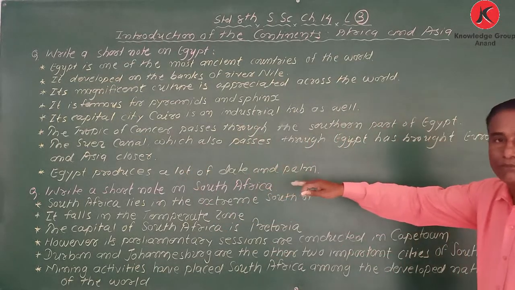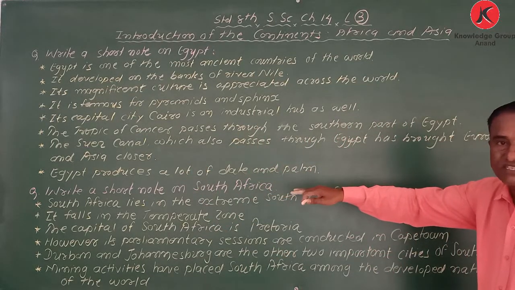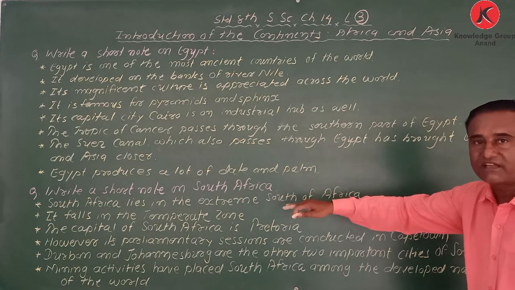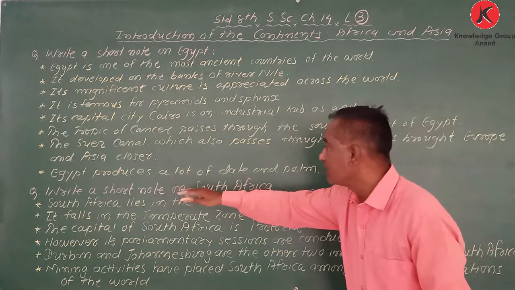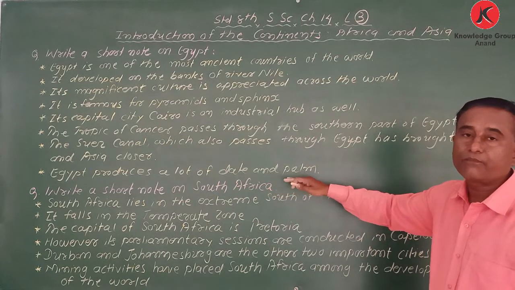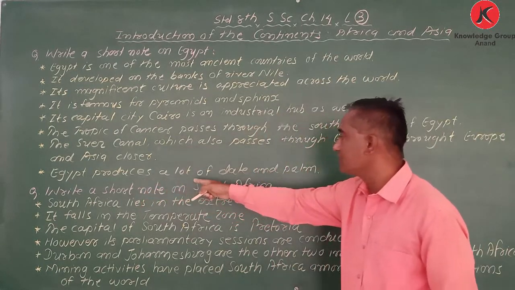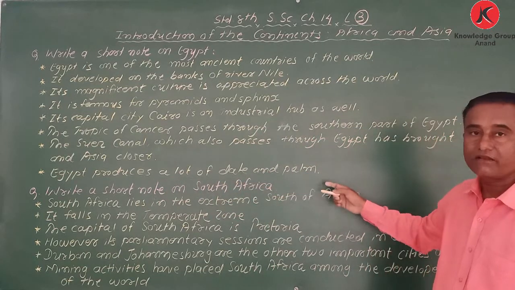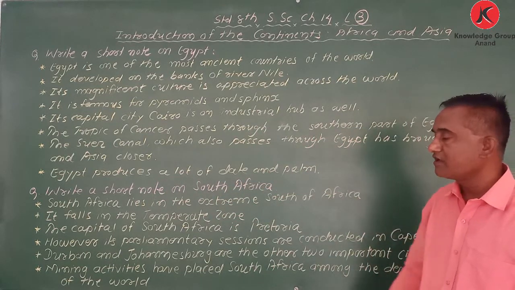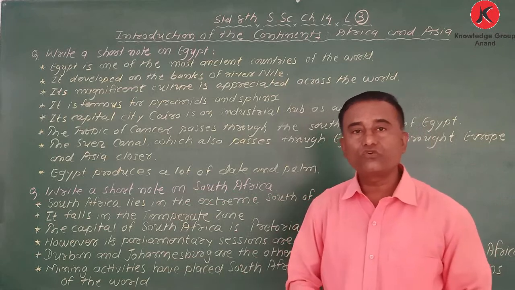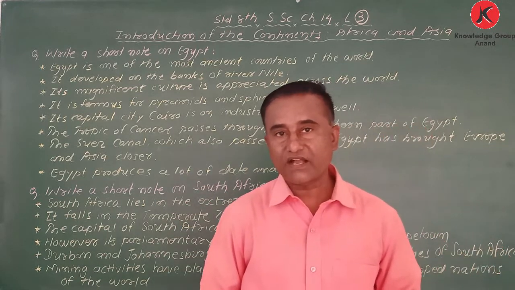Egypt produces, since it is a desert area, dates and palm, khajur. Egypt produces a lot of dates and palm. Got it? Next one is a short note about South Africa.